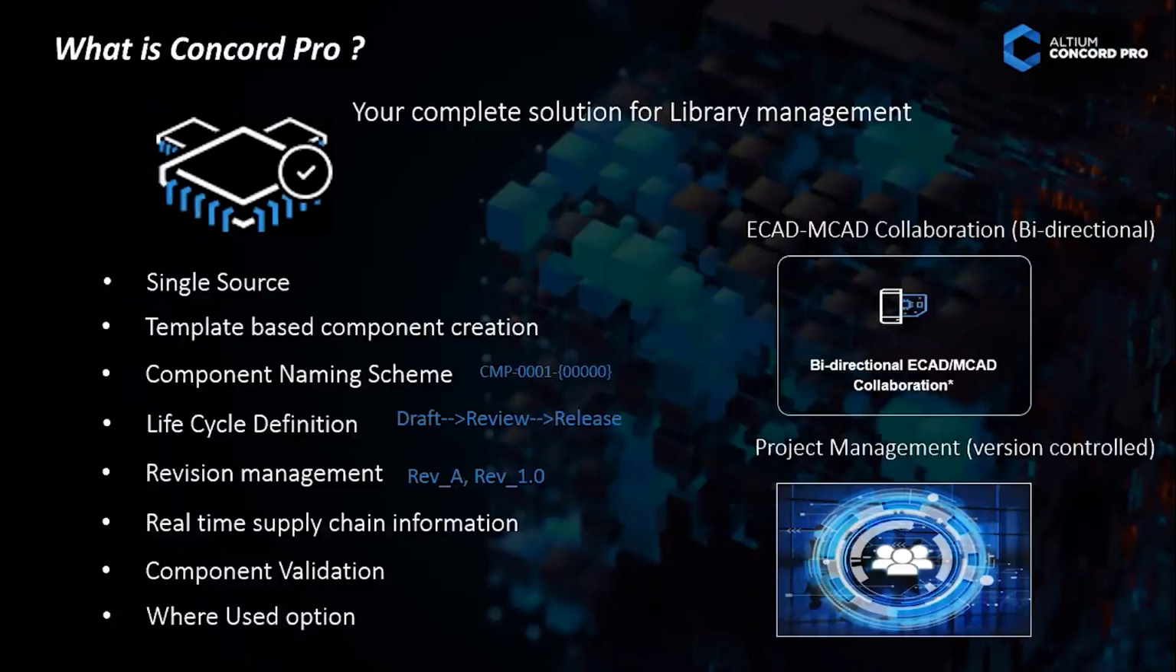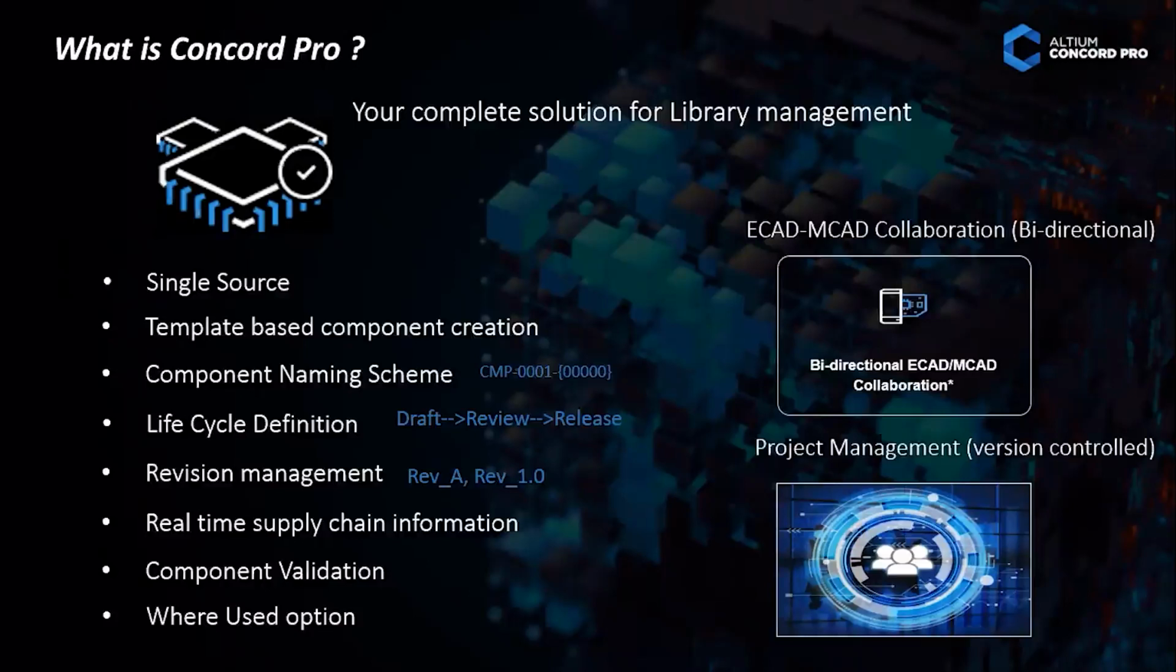And ECAD MCAD collaboration is the advanced one compared to the old collaboration. Simultaneously both electrical engineer and mechanical engineer can work, and they can chat together. There's a chat window. They can chat, like, I'm moving this component. They can push, and they can preview the changes before accepting them. They can preview what changes he has done. So that is ECAD MCAD collaboration. It's a bidirectional collaboration. So that's Concur Pro.